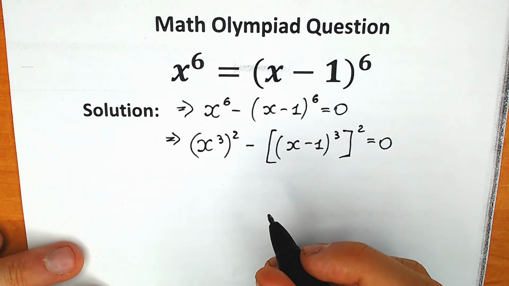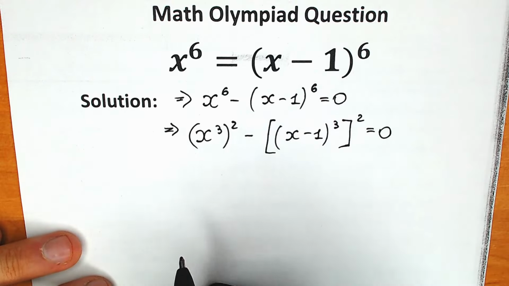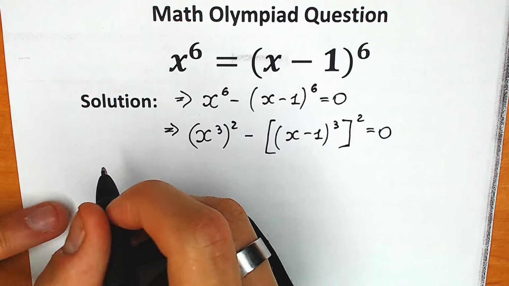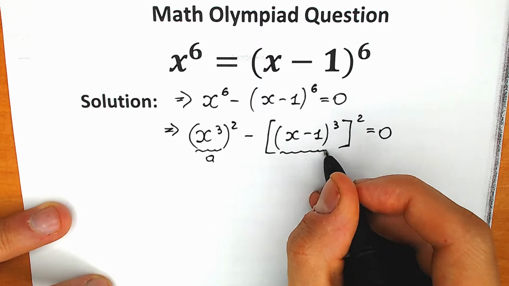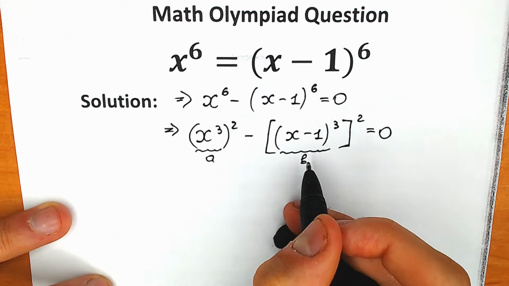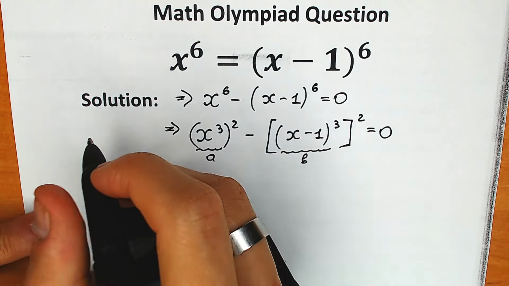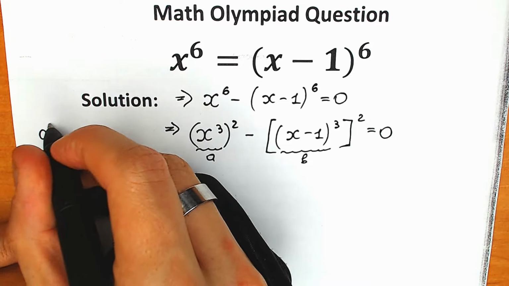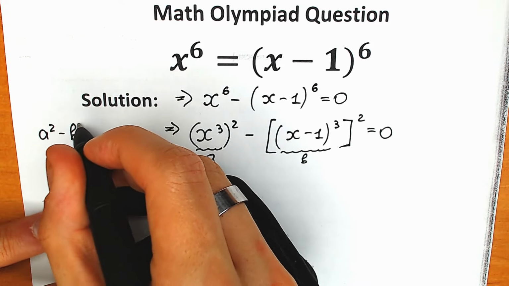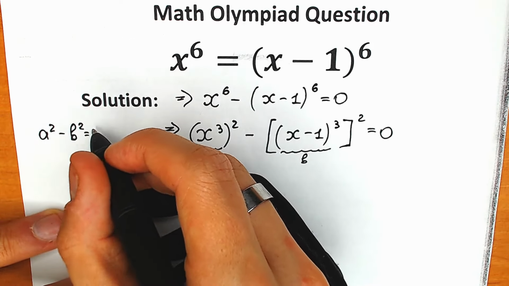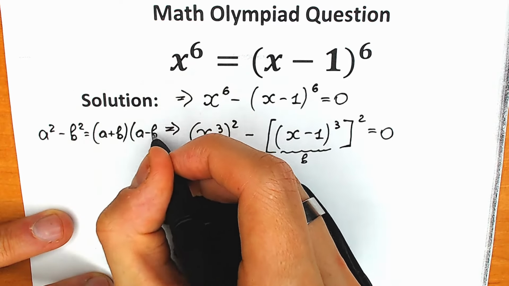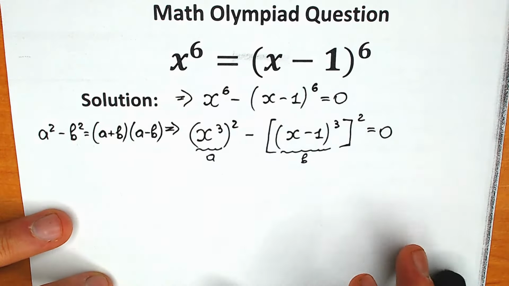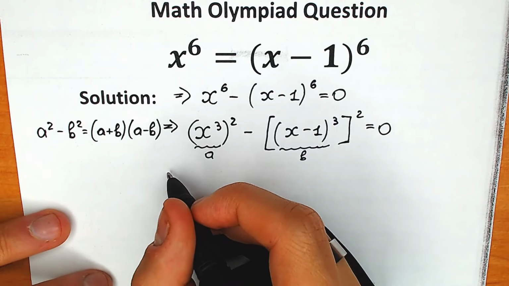And right now let's see this question from a different angle, because everyone should know this formula. For example, this is our a and this is our b, and we have a square minus b square. So this is our classic school formula. We have a square minus b square equal to (a plus b) times (a minus b). So right now let's apply this formula right here at this place.